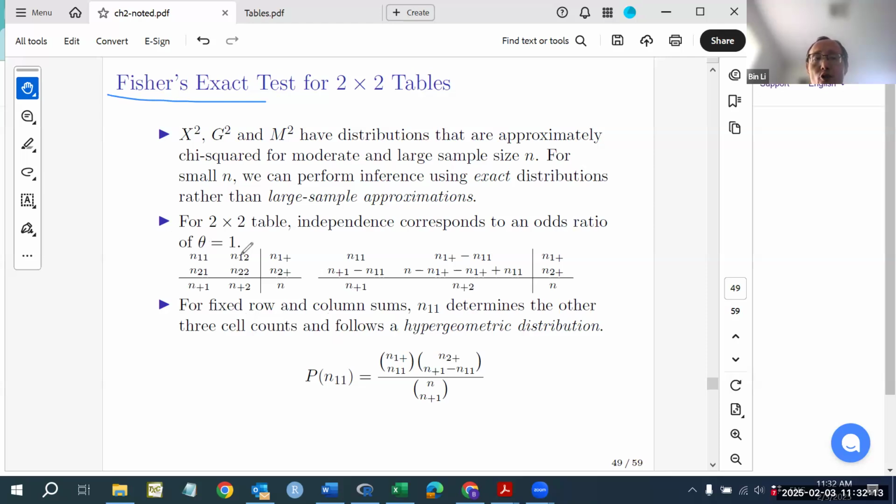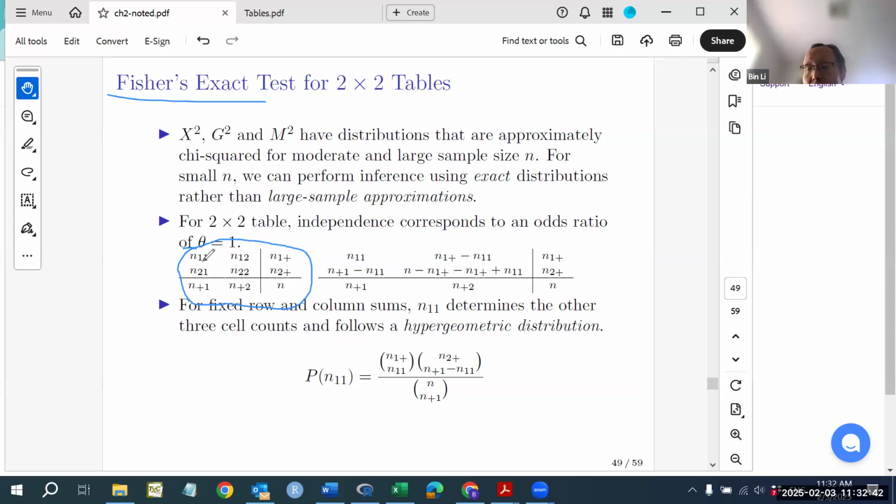Okay, so for the Fisher's exact test, if we have a 2 by 2 table like that, with the margins fixed, what does that mean? That means the row sums and the column sums are fixed. Then we can tell that one of the cells determines the rest.